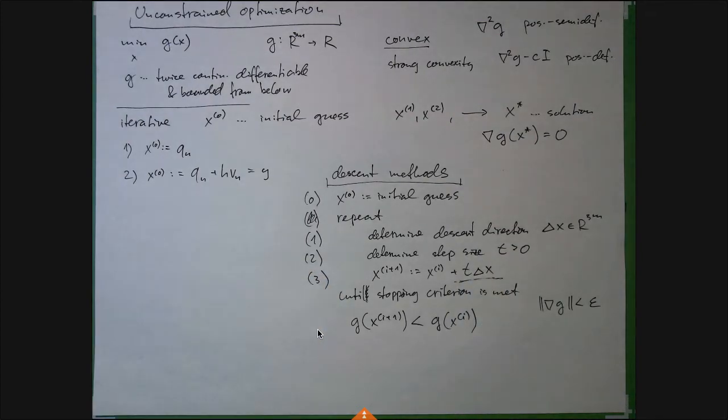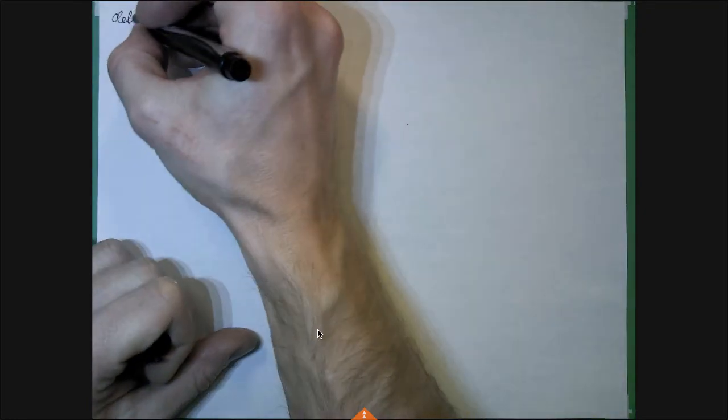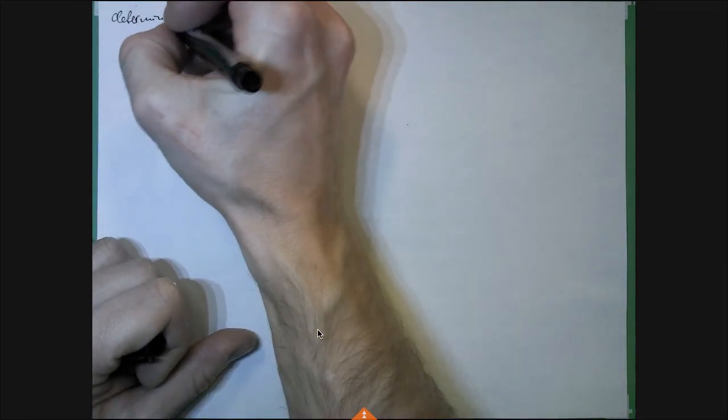Let's say that somebody tells you a good descent direction, tells you this is the right direction to go. Well, then you are in good shape, right? Because the remaining problem is just a 1D optimization problem. So determining the step size becomes just a 1D optimization problem.